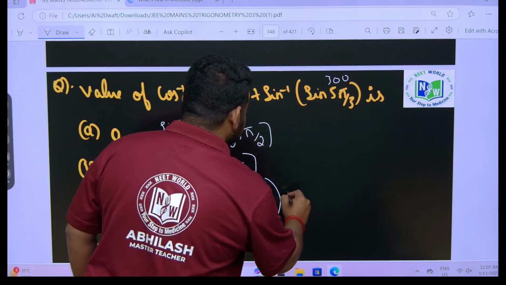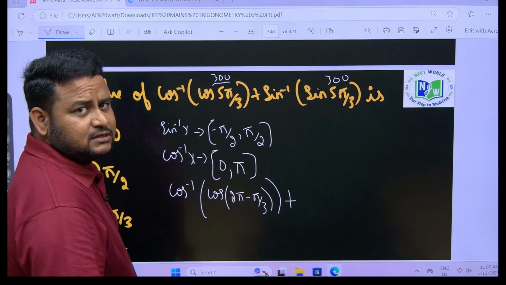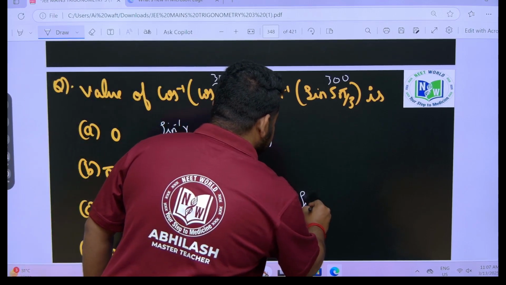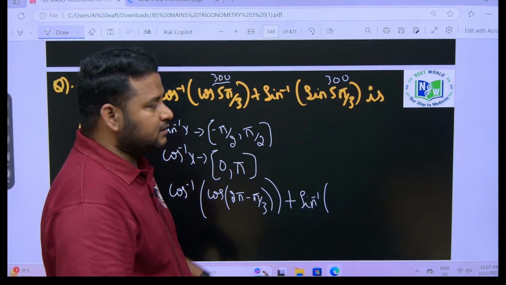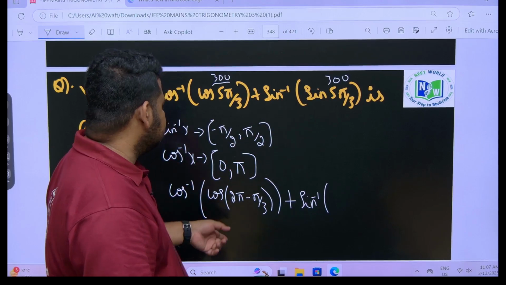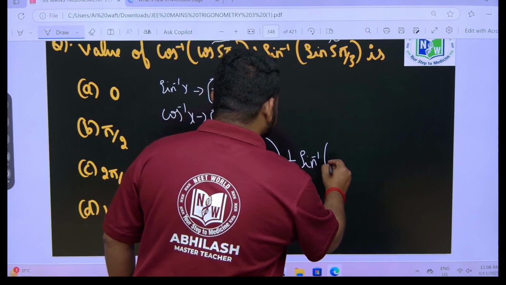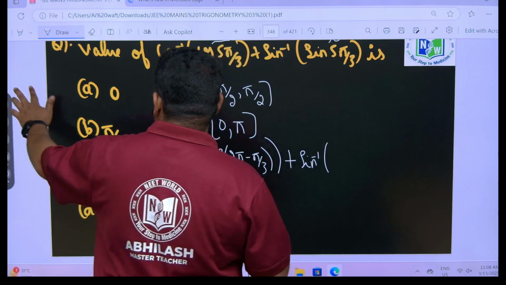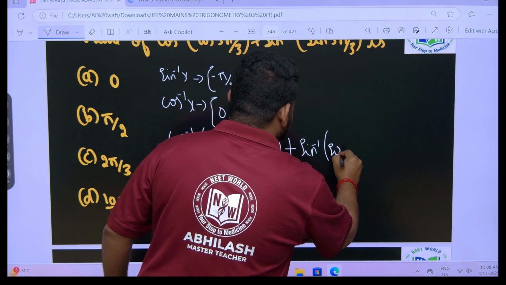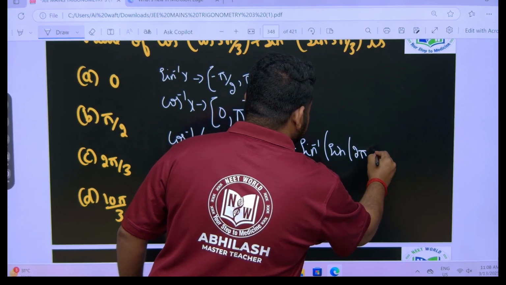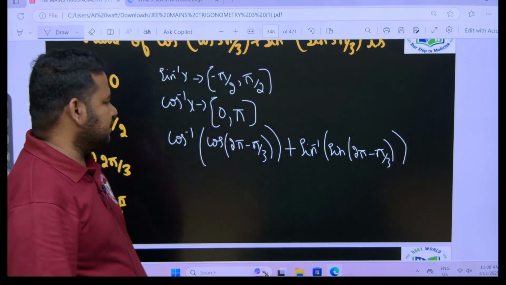Next, this one. Sin inverse of 300 is there. This can be written as sin inverse of, 300 is 2 pi minus pi by 3. So this will be sin inverse of sin of 2 pi minus pi by 3.